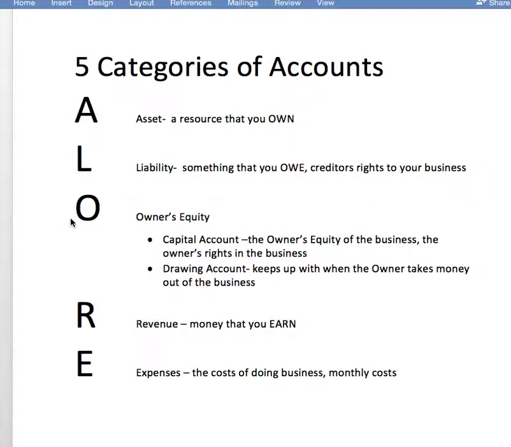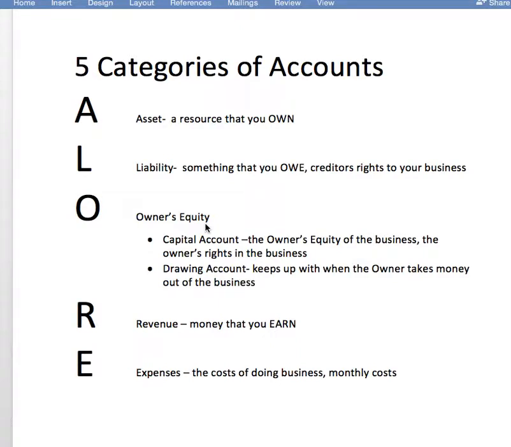O is owner's equity. The capital account is going to keep up with the owner's ownership in the business, if you will. And the drawing account is going to keep up with when the owner takes out money. There are only 2 accounts in the owner's equity category. That's why I went ahead and listed those here.